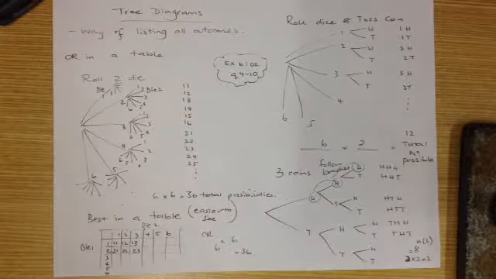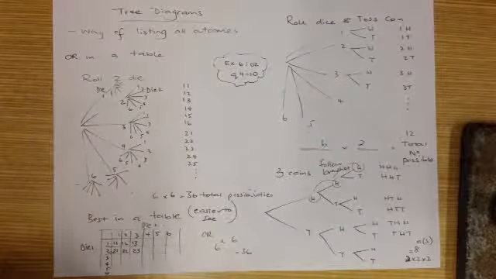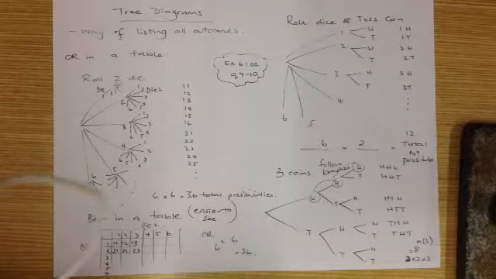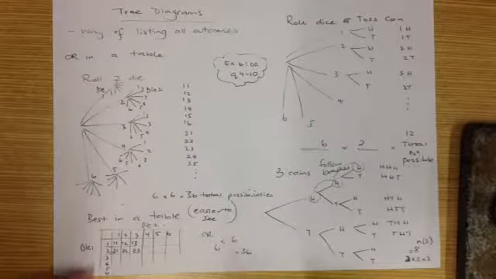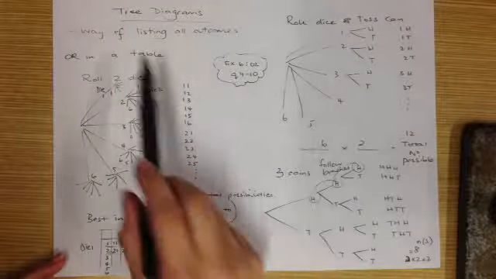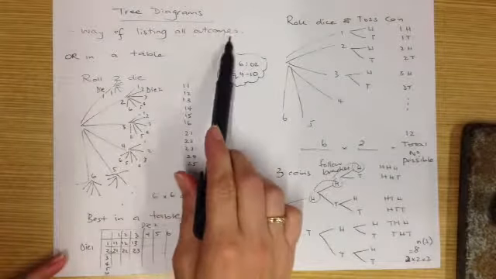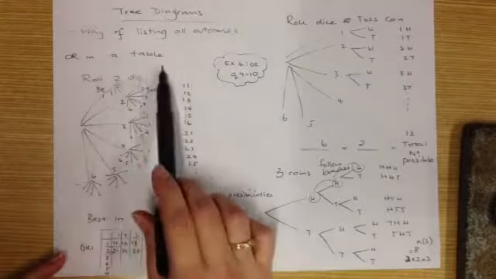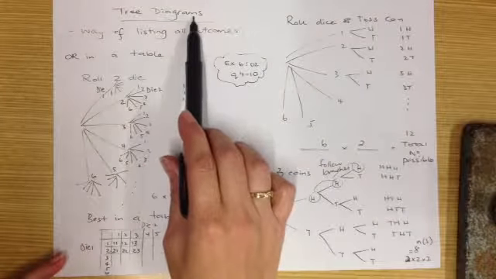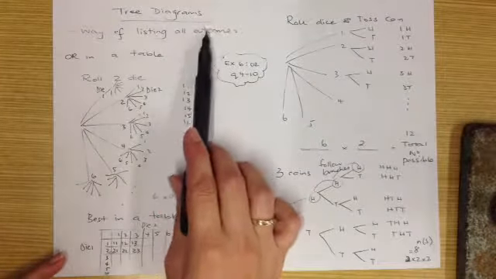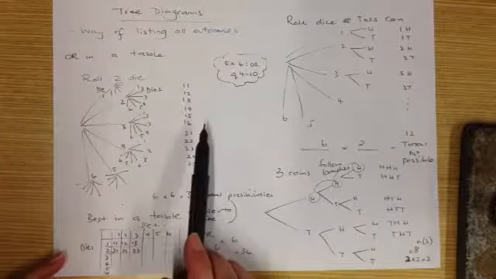Okay, next we're going to have a look at tree diagrams. I'm pretty sure you have done some tree diagrams before, although maybe you might have seen this before I took over last year. Basically, a tree diagram is a way of listing all of the possible outcomes. Or we could do it in a table, but most commonly we do it in a tree diagram. The reason why we wouldn't do it in a tree diagram is if there are too many outcomes.